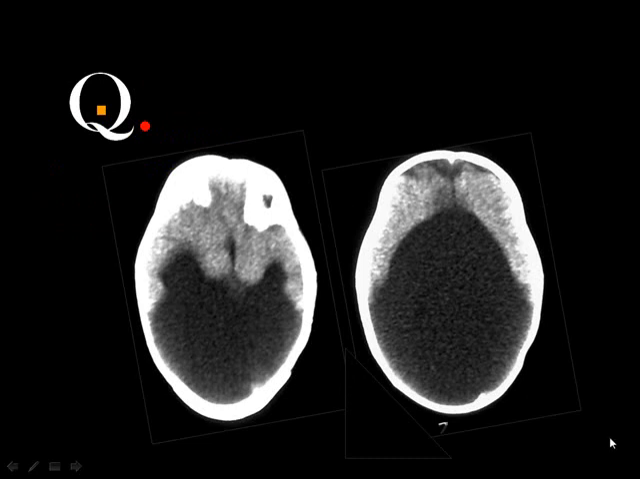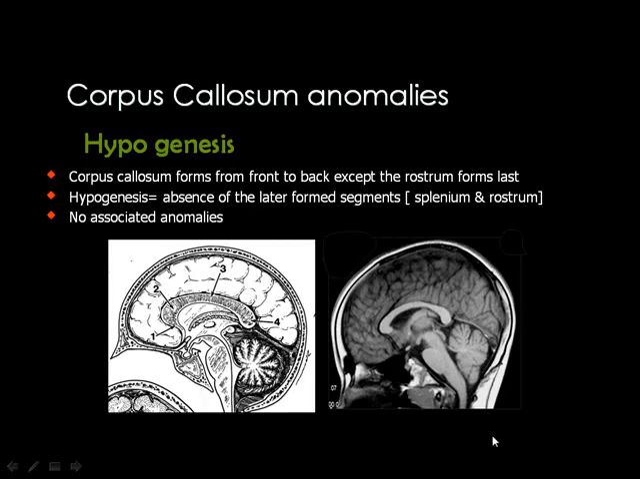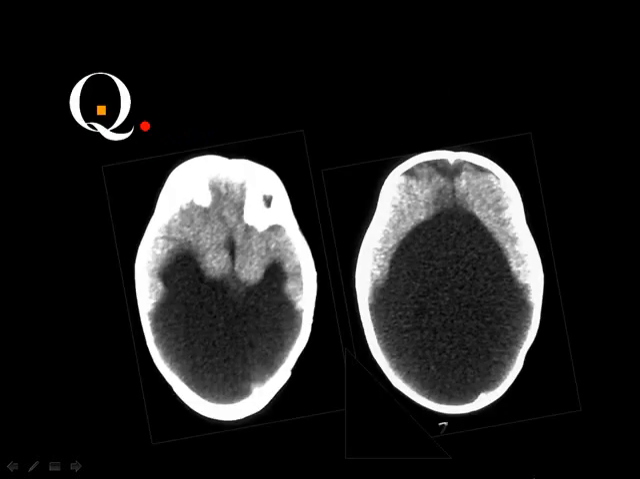Then in cases of agenesis of the corpus callosum or hypogenesis of the corpus callosum, it will start first by the rostrum, then the splenium, then the body, and then the genu of the corpus callosum. Then we came to the questions. What do you think about this case?